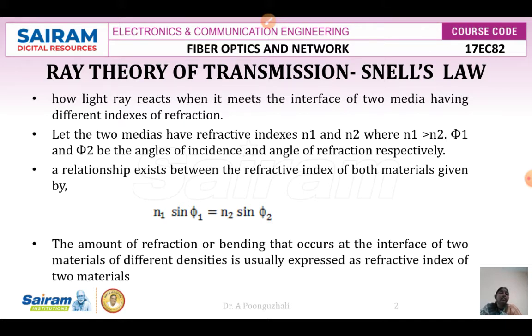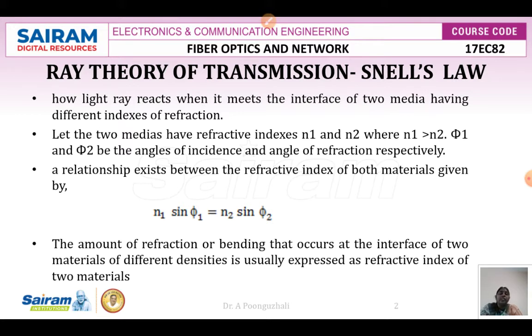When the ray transfers from a less dense medium to a higher dense medium, the wave will get refracted. So we say that when n1 is greater than n2, a refraction process takes place. The relationship that exists is n1 sin phi 1 is equal to n2 sin phi 2, where n1 is the refractive index of the first material and n2 is the refractive index of the second material.